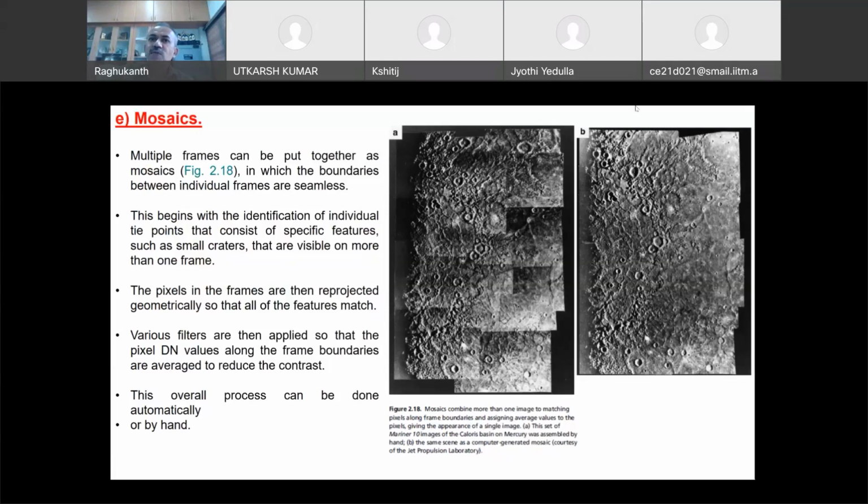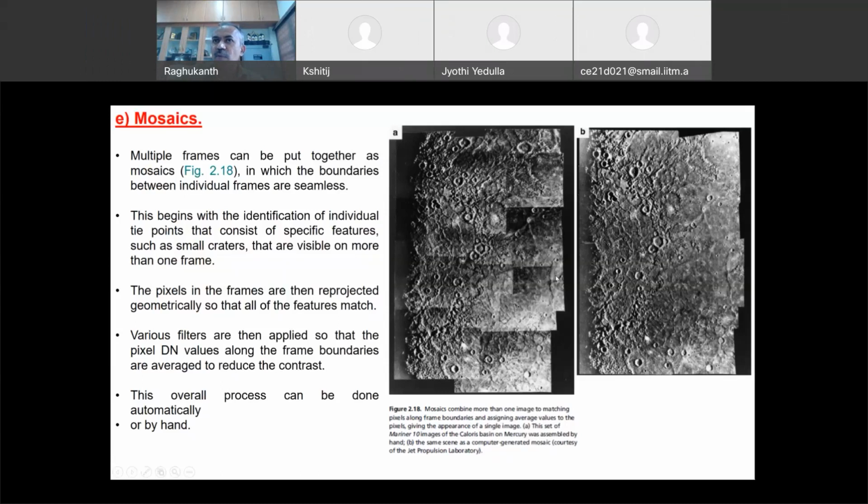Like you can see in this figure, they have got so many images, one image here, one image here, one image here. You can slightly see the border lines here. These are all individual images basically.